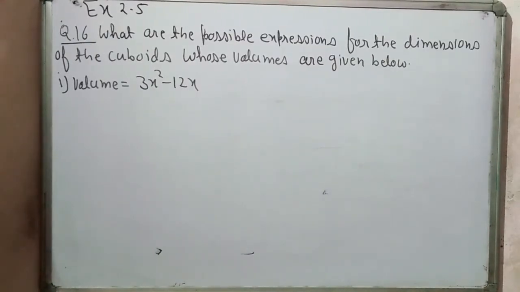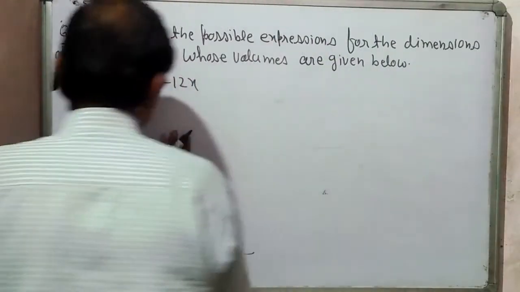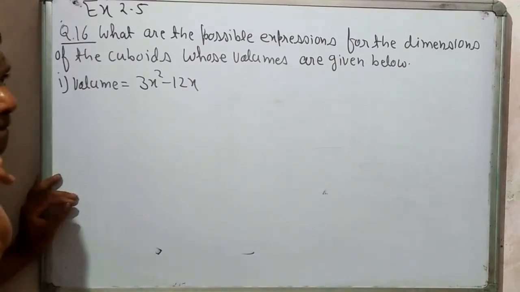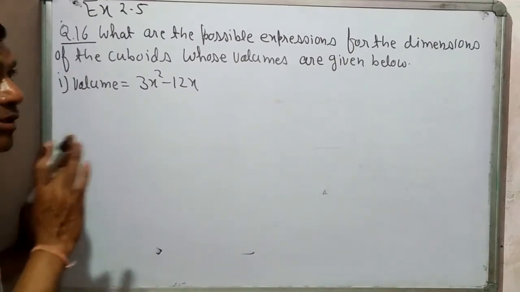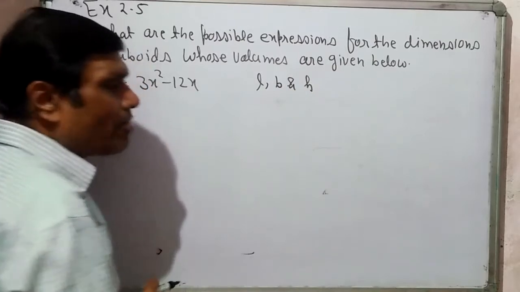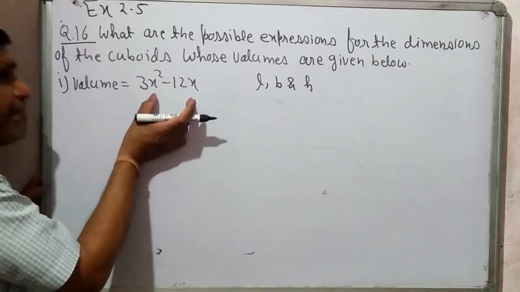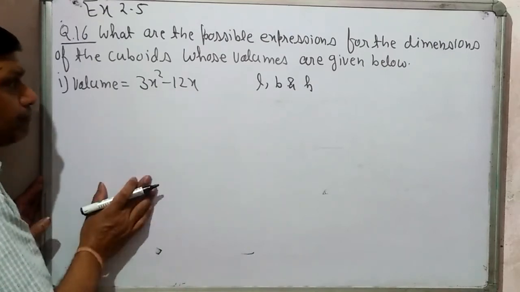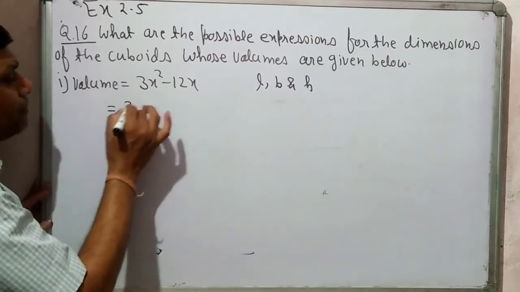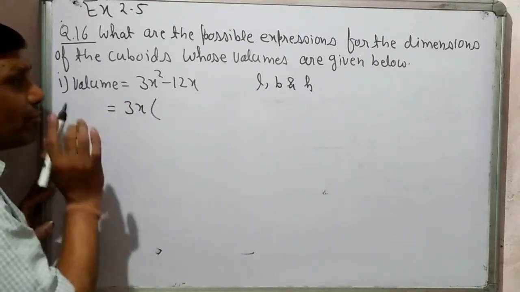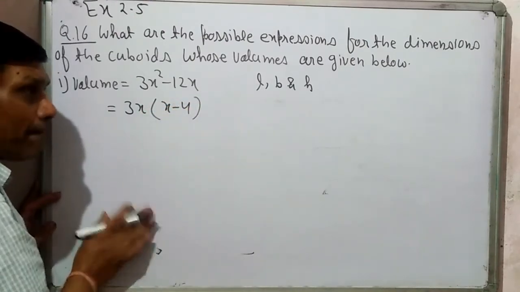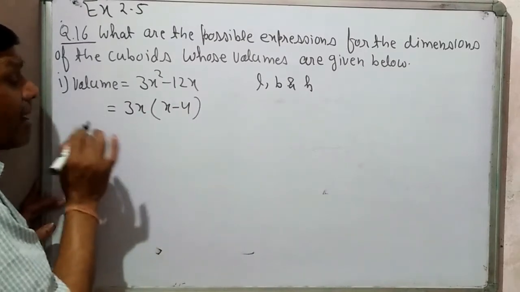Similarly students, in the last question of this exercise, the 16th, we are given the volume 3x square minus 12x and we are asked what are the possible expressions for the dimensions of the cuboids. In cuboids, we have to find length, breadth and height. That means we have to factorize it into 3 factors. First thing that we see is 3 and x, both are common in this. We take out 3 and x. What we are left with is x minus 4. Can we factorize it further? No.